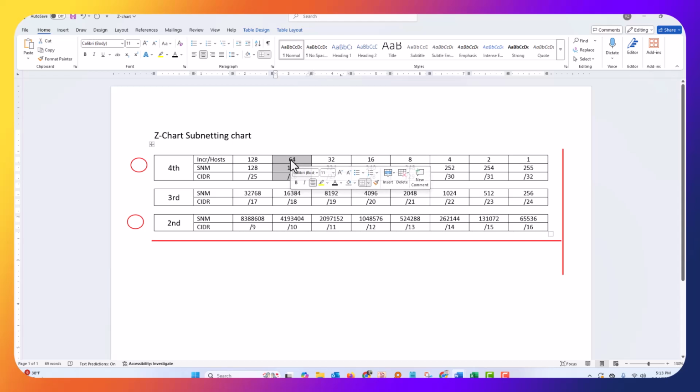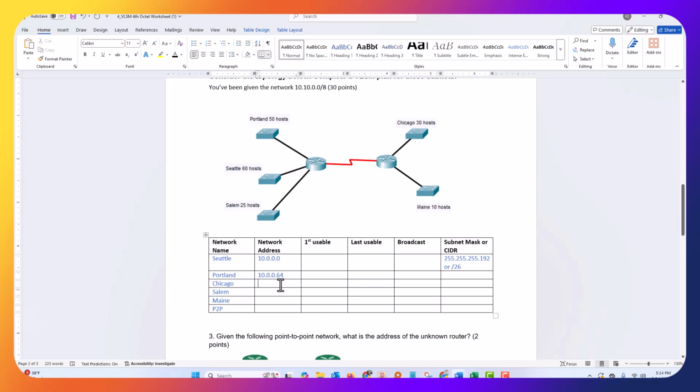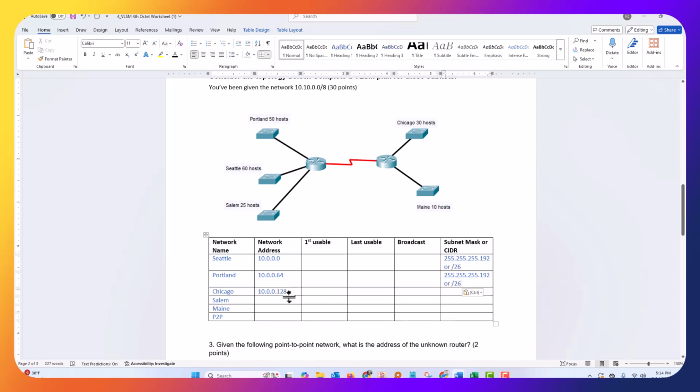Portland needs 50 hosts, so that would be the same one. I could use this one. That would be an increment of another 64. So 10.0.0.128, and we used the same subnet mask.